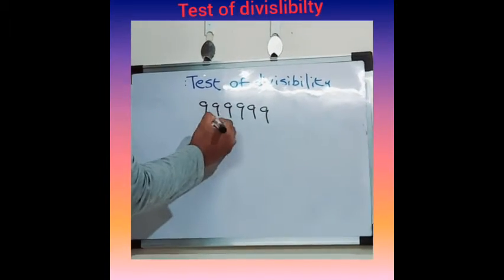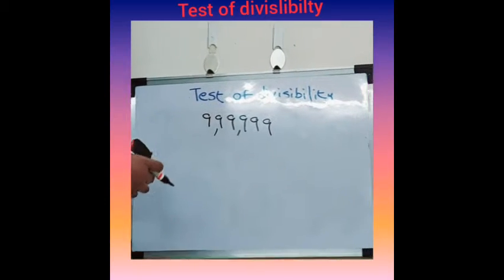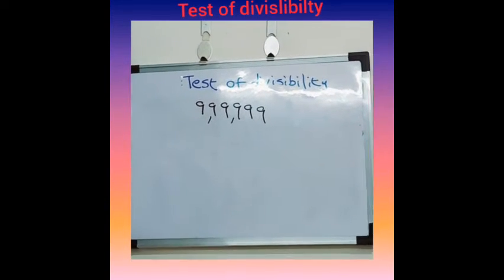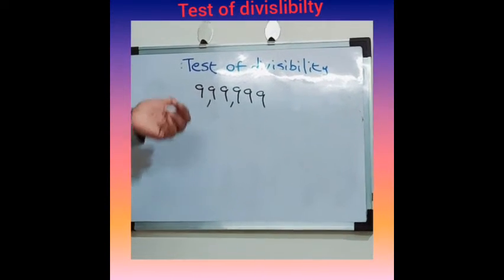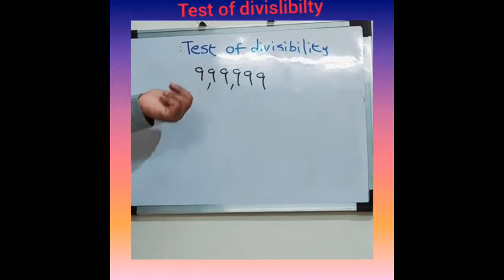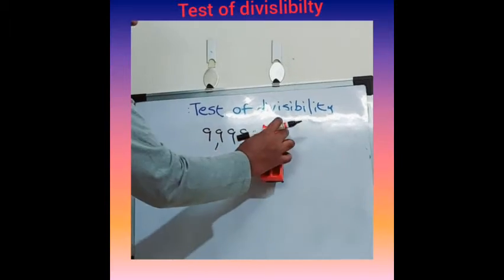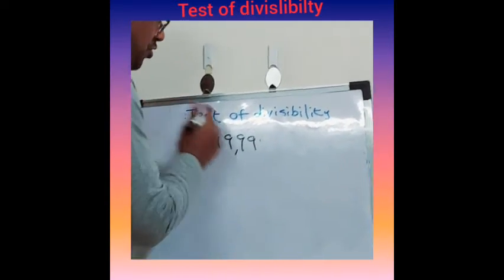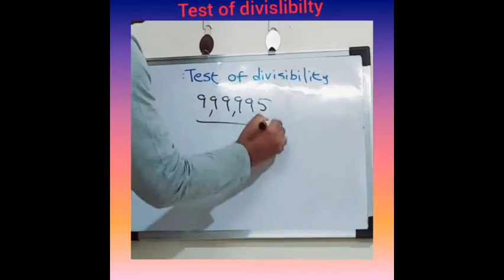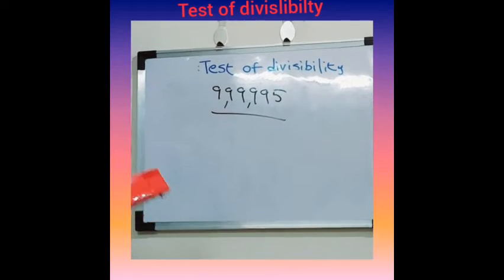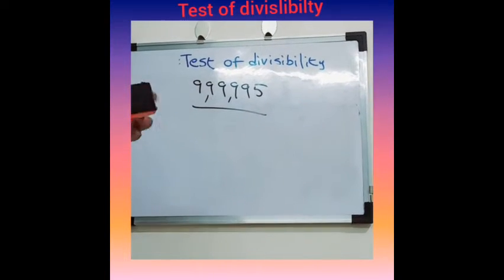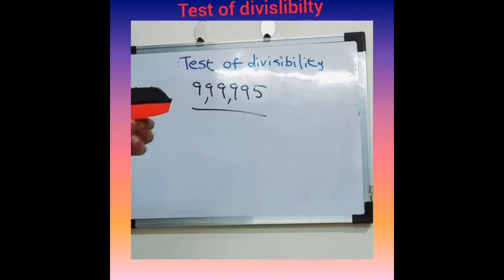99999. That is 9,99,999, the highest 6-digit number. But the question is, you want the highest 6-digit number which is divisible by 5. Simple, just replace the unit position number by 5. That is the answer. So this is the standard logic for the divisibility law of 5.